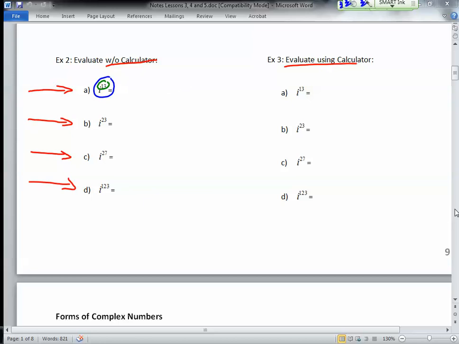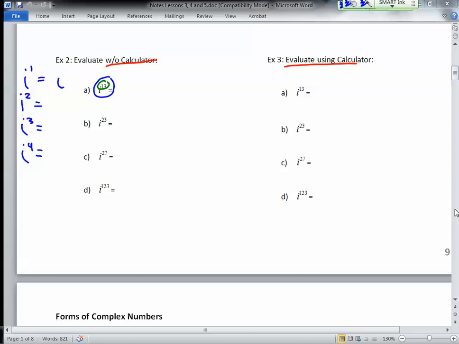All right, so here's the deal, actually. I'm glad we're going to go back. My first step on these problems should be to list my 4 values of i. So I start like this: i to the first equals, i squared equals, i to the third equals, and i to the fourth equals. Okay? So let's fill these in together.